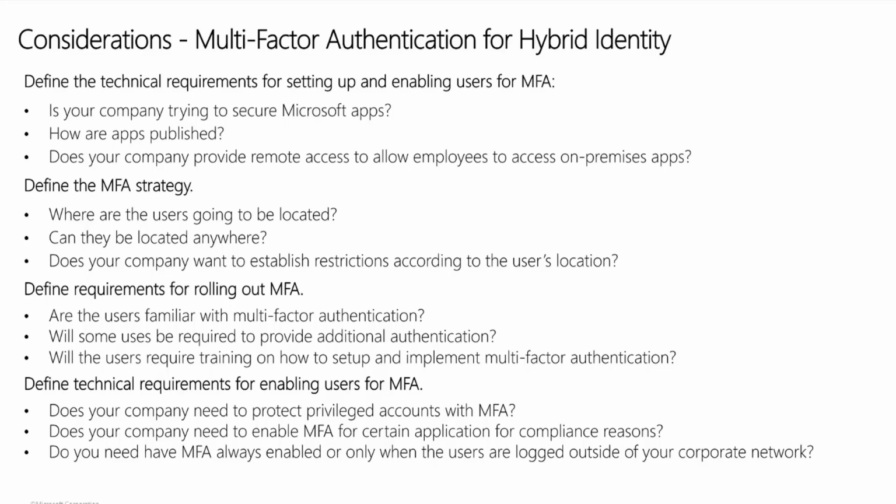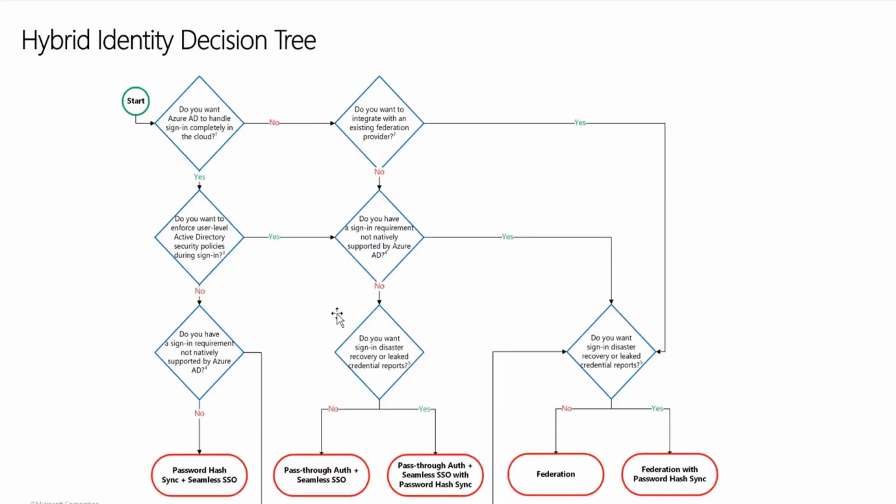So depending upon this, there is a decision tree, and we have to choose what kind of authentication method or hybrid identity we have to choose. We have seen the same image when we were talking about hybrid identities in ASC 303. Based on your customer's requirement, you follow this flowchart and see what would be the ideal way of bringing your hybrid identities to the cloud.